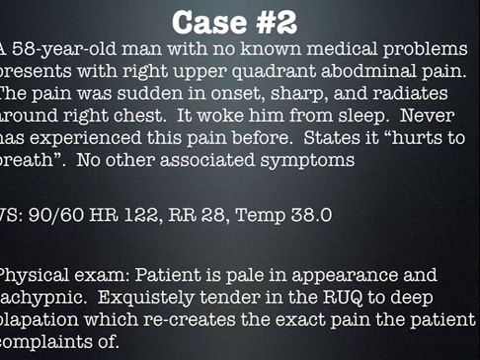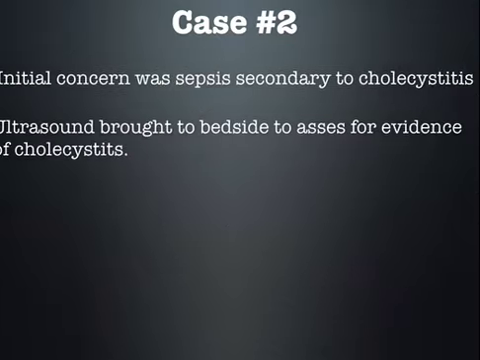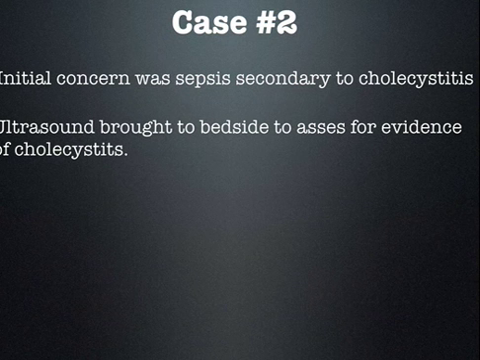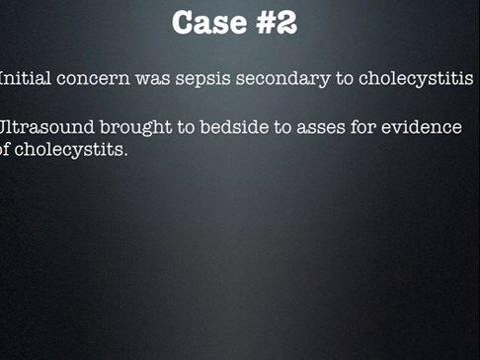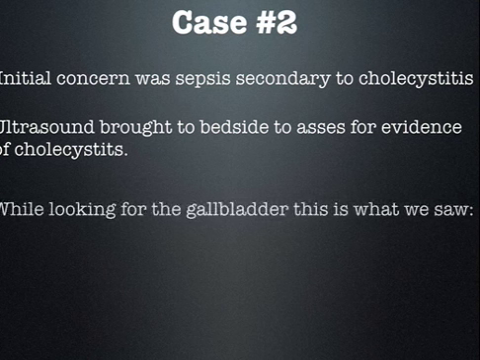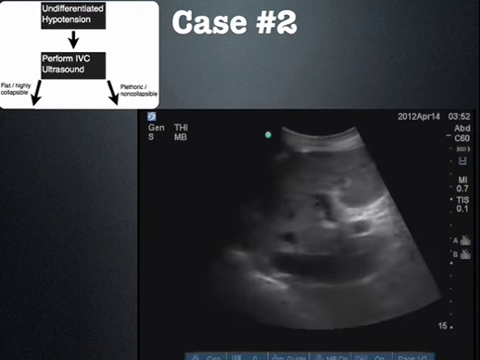He has some very concerning vital signs. Blood pressure is 90/60 with a heart rate of 122. Temperature is 38.0. Physical exam, the patient is pale in appearance, is tachypneic and exquisitely tender in the right upper quadrant to deep palpation, and that recreates the exact pain that this patient is complaining of. Our initial concern was sepsis secondary to cholecystitis, so we did an ultrasound evaluation for cholecystitis, and while we were doing that, we saw this right here.